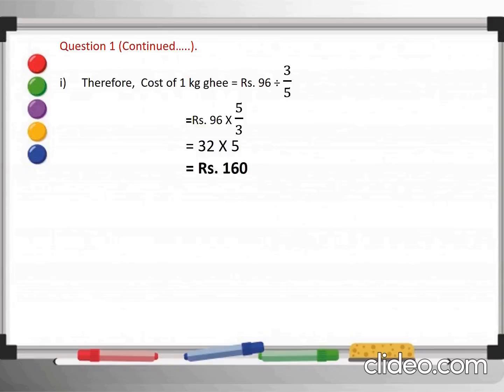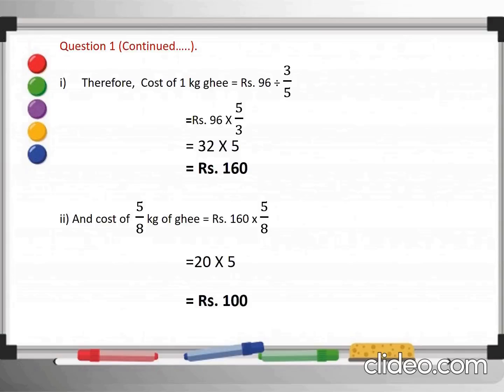Now we'll find out the cost of 5 upon 8 kg of ghee. We know that the cost of 1 kg of ghee is 160 into 5 upon 8. Now can we divide it? Yes, by 8 table. So 8 ones are 8, 8 20s are 160. Therefore 20 into 5, which is equal to 100 rupees. Therefore cost of 5 upon 8 kg of ghee is 100 rupees.